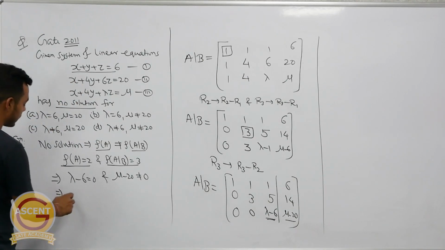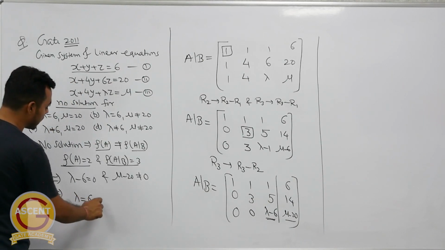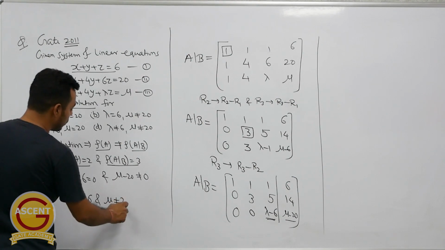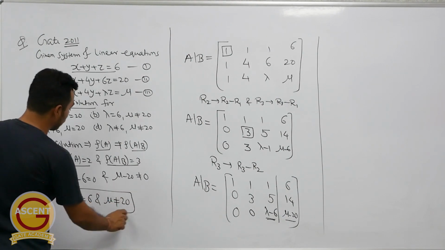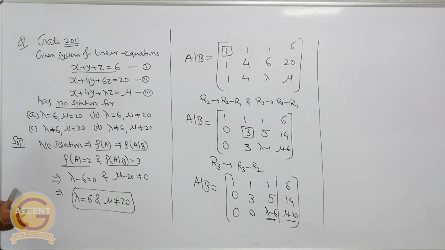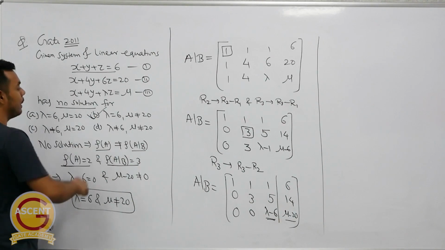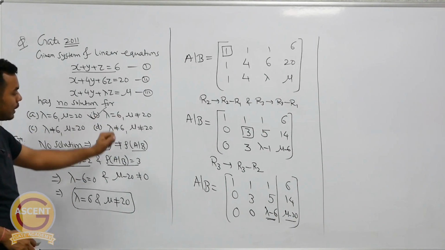So this means lambda is equal to 6 and nu is not equal to 20. So this will be the condition for no solution. So you can see that the correct option is option B: lambda equals 6 and nu is not equal to 20.